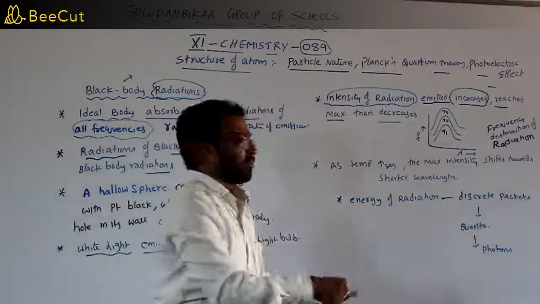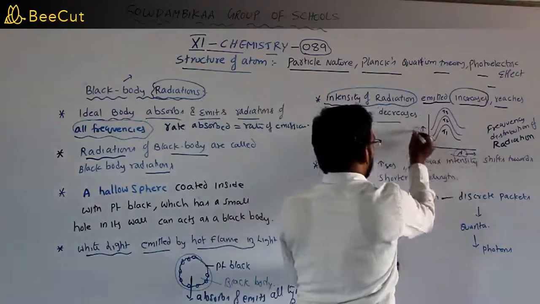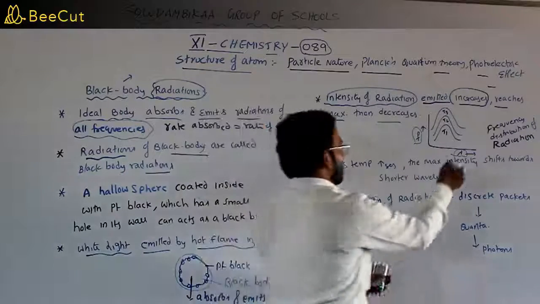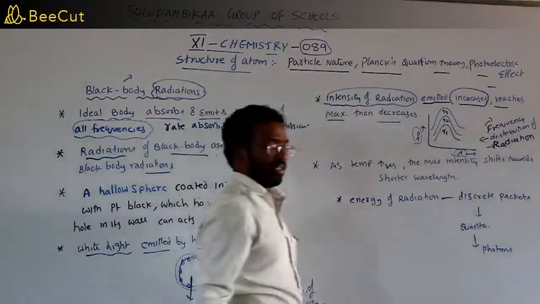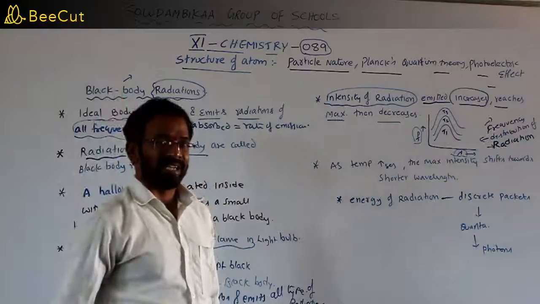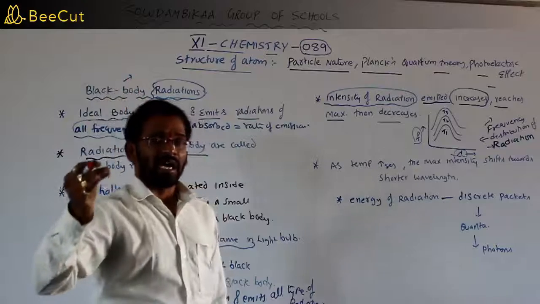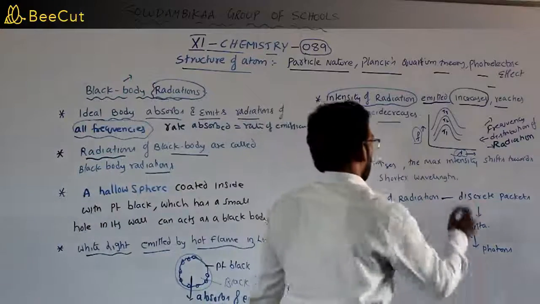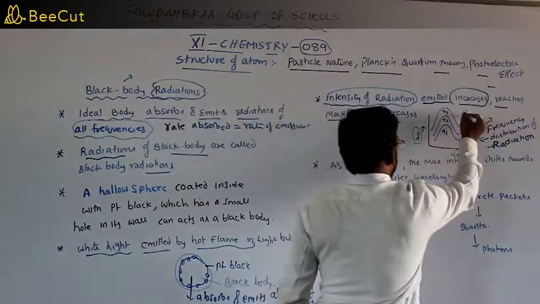If you observe the curve plotted between wavelength on the x-axis and frequency of radiation on the y-axis, this curve is called the frequency distribution of black body radiation curve. The black body radiation's wavelength and frequency curve is called the frequency distribution curve. This curve is affected by temperature.